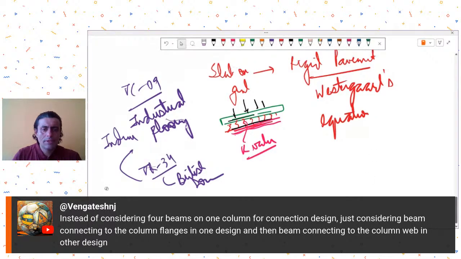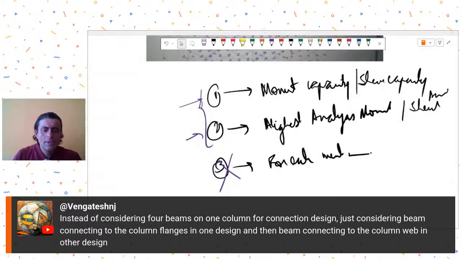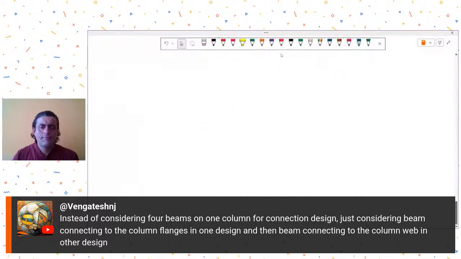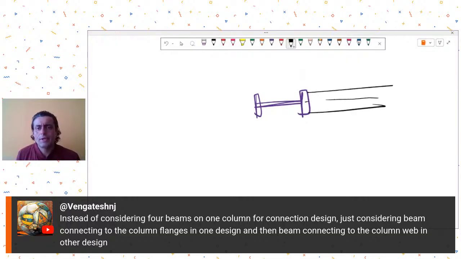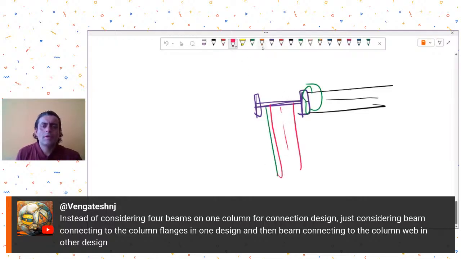Okay, Mr. Venkatesh is having a follow up. He's saying, instead of considering four beams on one column for connection design, just considering beam connecting to column flange in one design, and then, yeah, that could work. See, because let's say in plan view, if I have this column, this beam is on this side, and you are coming up with a connection type for this, and then there is another beam on this side, and you have to develop a different connection for this.